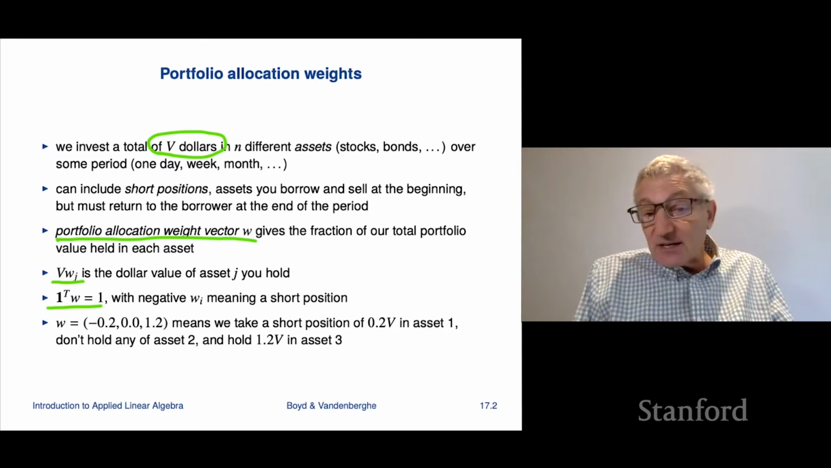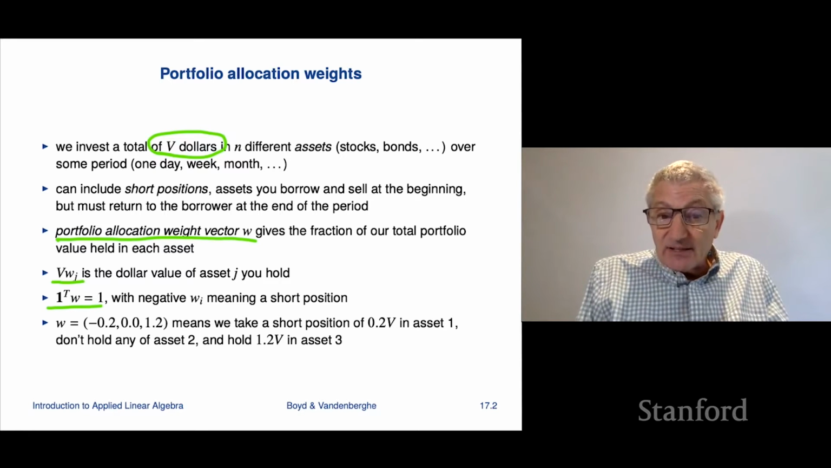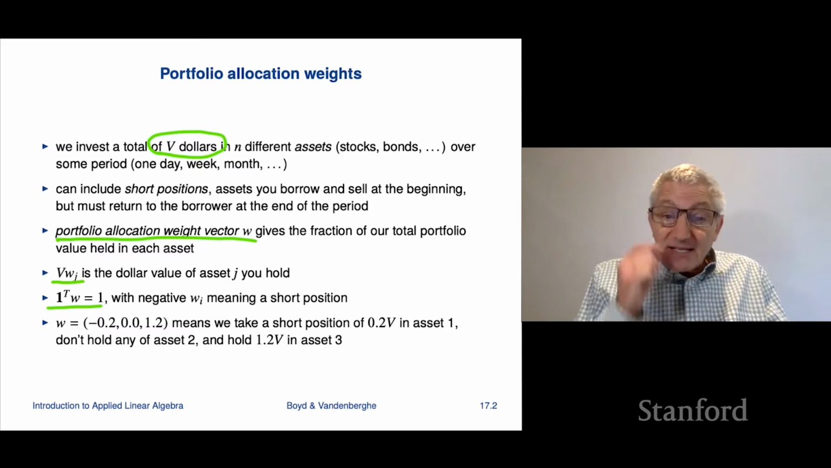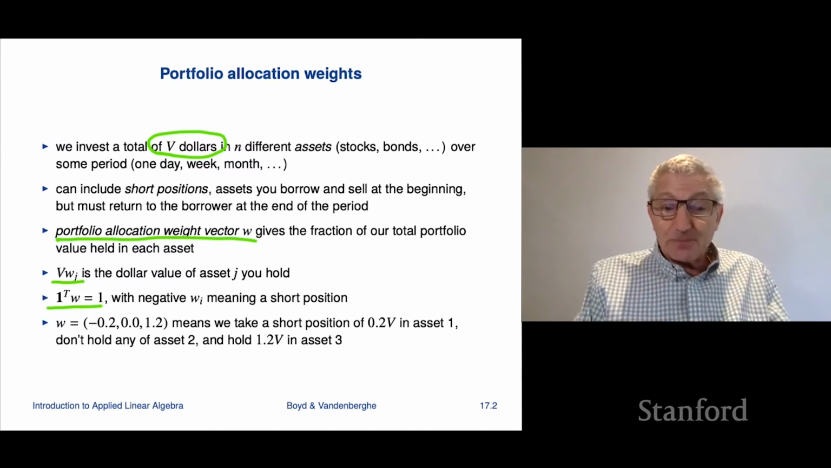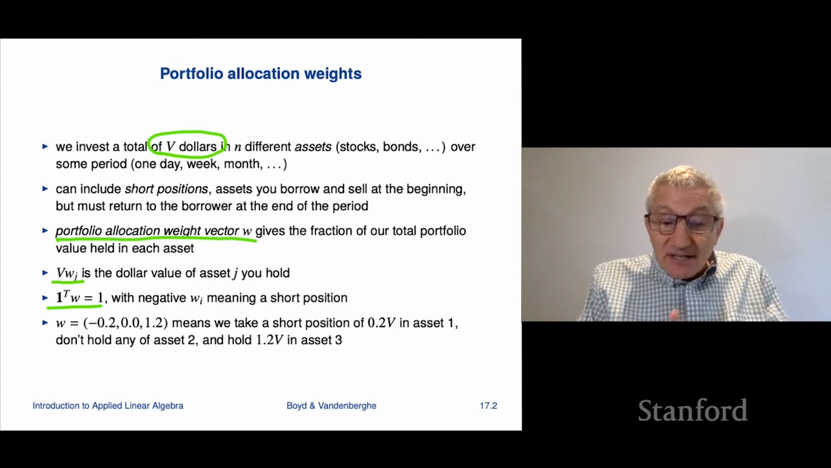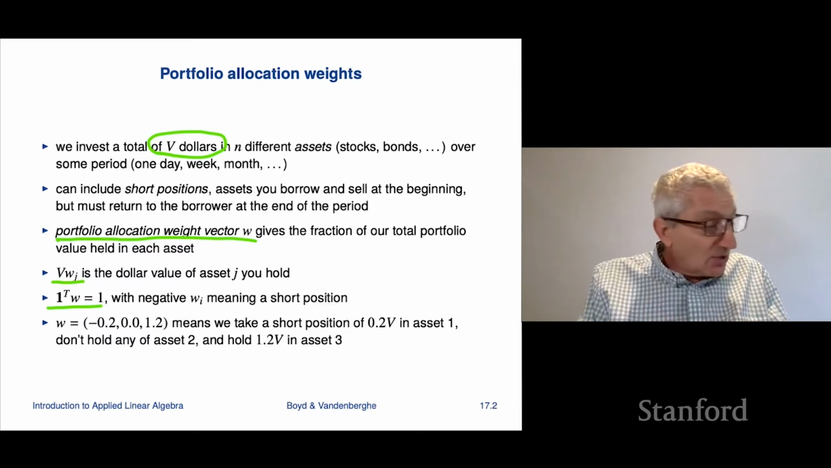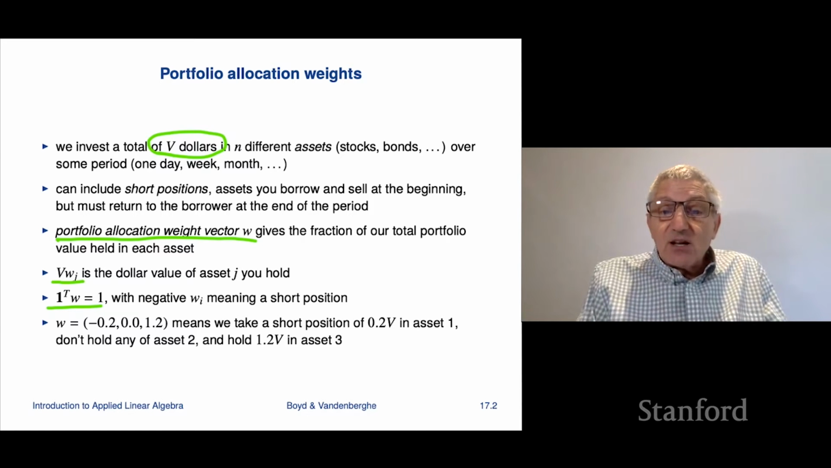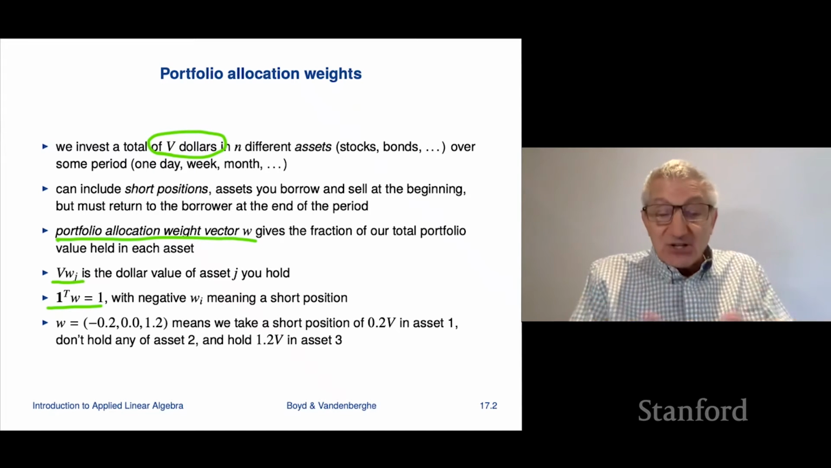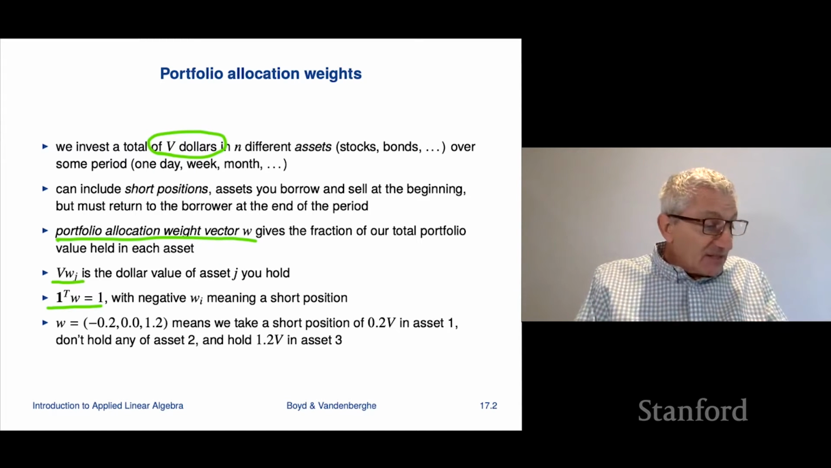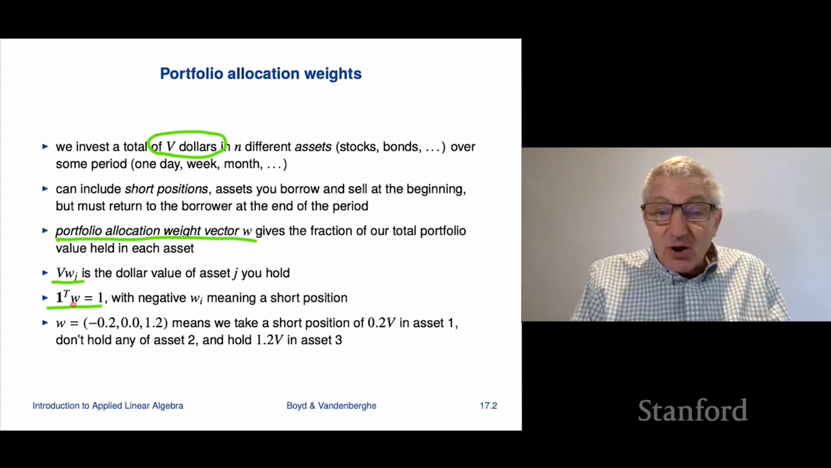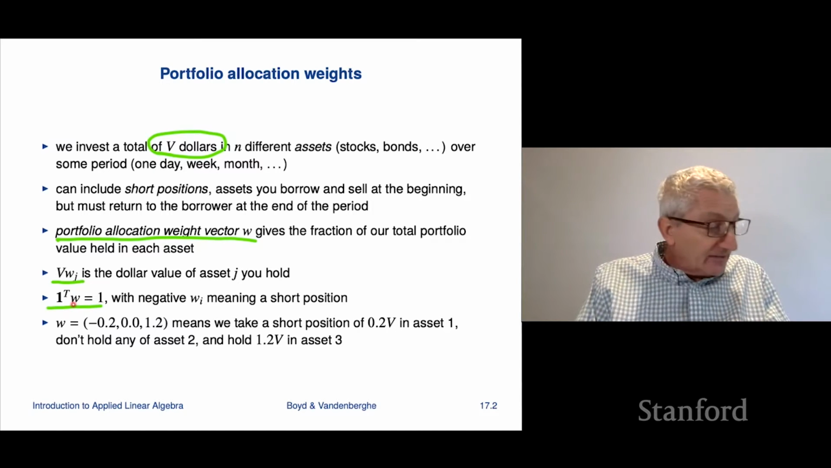Now, the entries are not necessarily non-negative. They could be negative. And when you see a negative weight, that simply means a short position. In fact, the term for a portfolio that doesn't contain negative weights or short positions is long only, because you can have a short position and a long position. Long position means you actually own the thing. And so a long only portfolio is one where all the entries in w are non-negative.